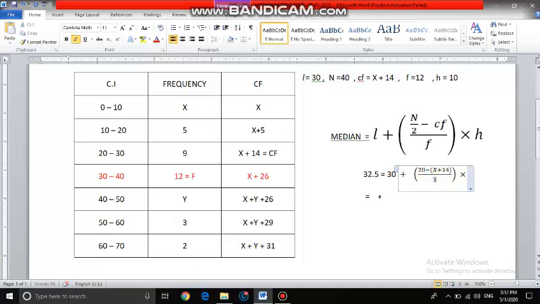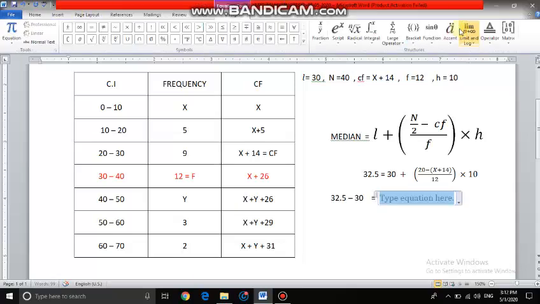And the frequency we got it as 20, and h is 10. Now see what you get. What I do is I'll bring this 30 to the left side. So here you will get it as 32.5 minus 30, because on that side it is a positive 30, so it will come as 30. So you can remove this negative sign. Positive sign is not required.